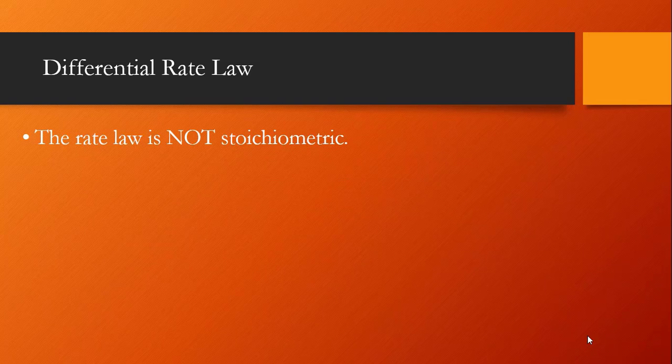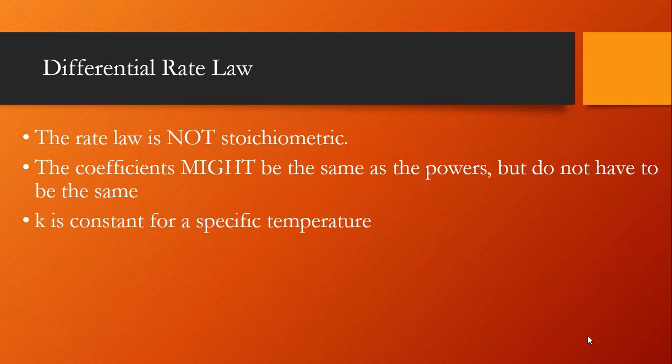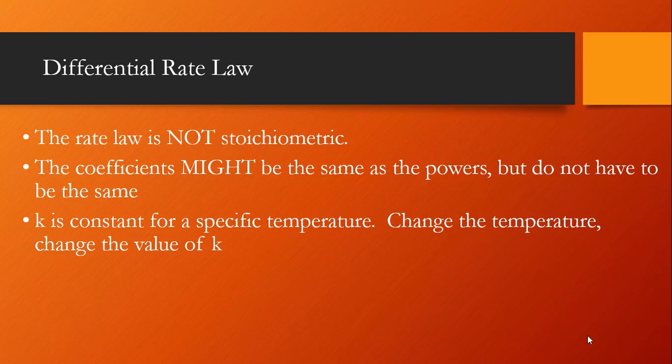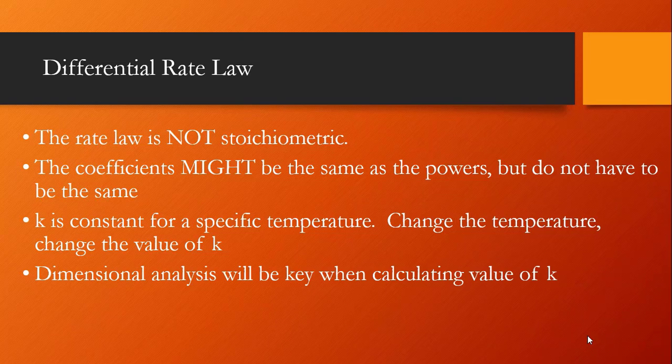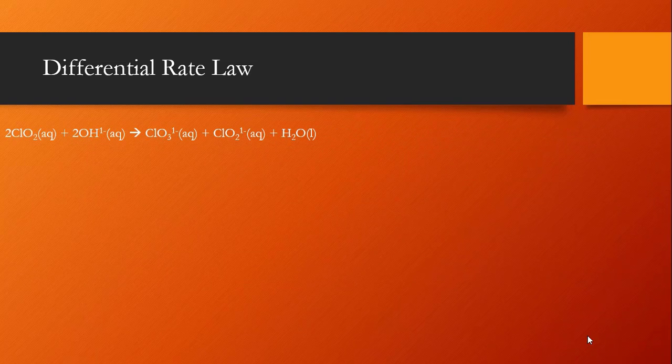Now, you may have noticed that the rate law is not stoichiometric. The coefficients might be the same as the powers m and n, but they do not have to be the same. And k is a constant, but is only constant for a specific temperature. If you change the temperature at which the reaction occurs, you will change the value of k. k is just constant for a specific temperature. And when you're calculating the value of k, you will need to use dimensional analysis. Here is a very important rule. The rate law must be determined experimentally. How do we do that?